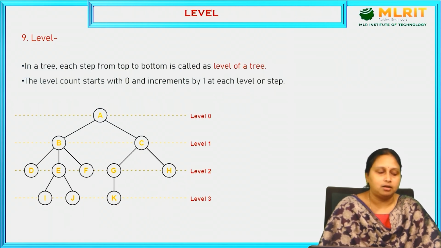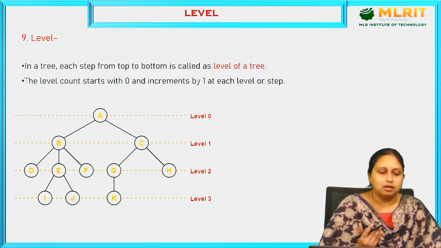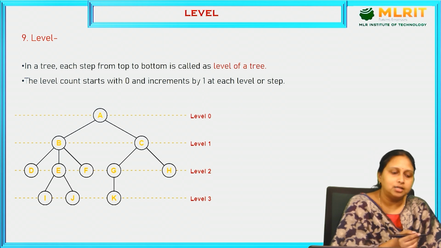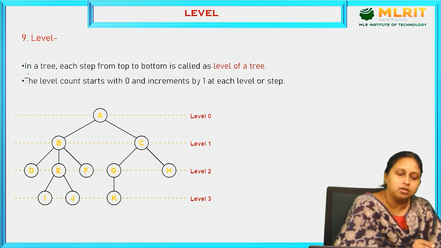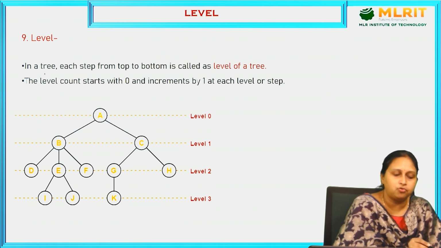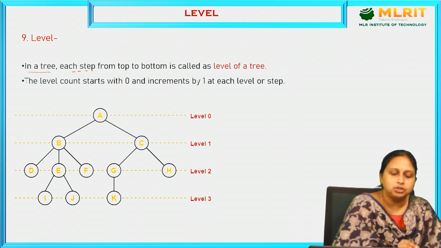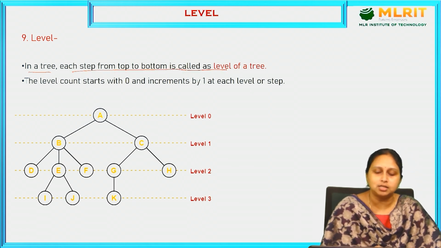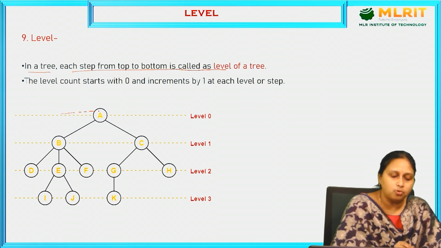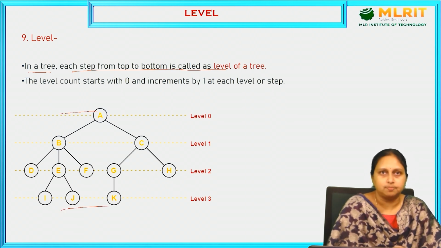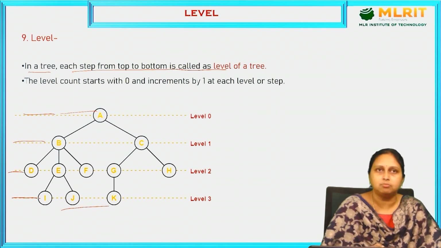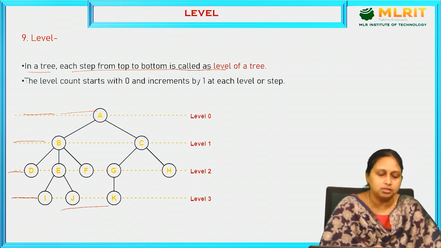And level. This level is mostly used in our binary tree representation also, that's why this is important. Let us look into this. What is the level of a tree? How are we going to represent the level for a tree? In a tree, each and every step from top to bottom is called the level of a tree. From top to bottom, we are going to represent the level.